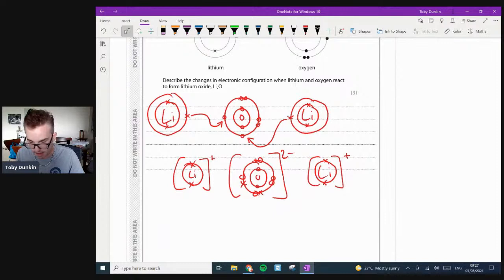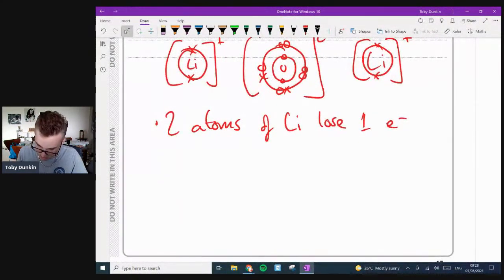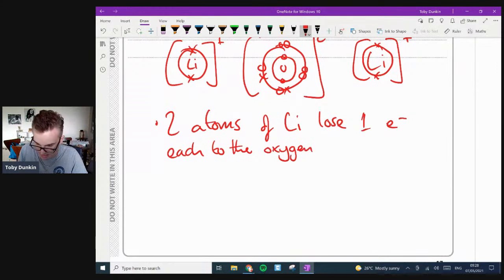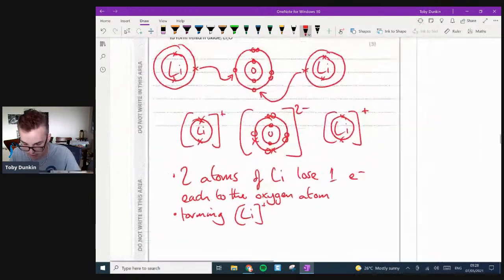3 marks, done. What we're showing here is 2 atoms of lithium, Li, lose 1 electron each. You're not allowed to do that in the exam, but I'm doing it. Lithium loses 1 electron each to the oxygen atom, forming lithium 1+ ions.